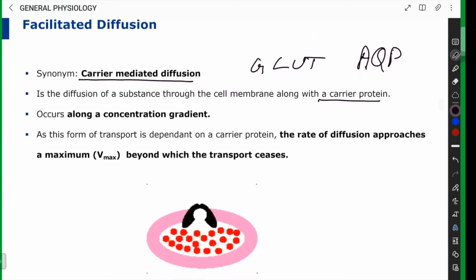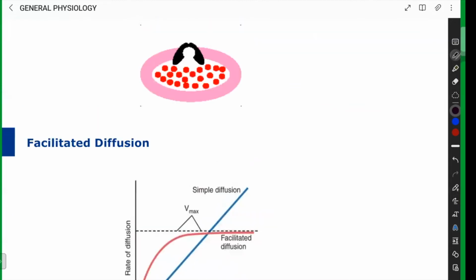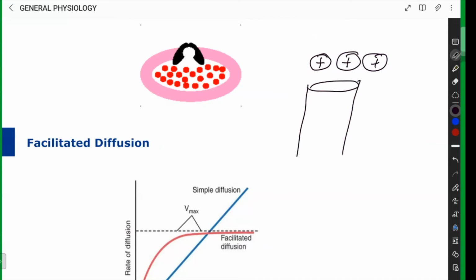Why do you need a carrier protein? Because here there is a movement of a charged molecule. All charged molecules will have hydration, therefore they cannot enter through the phospholipids. Therefore, they have to be transported through a carrier protein, through a channel. But this transportation also follows from a higher concentration to a lower concentration. Clear?